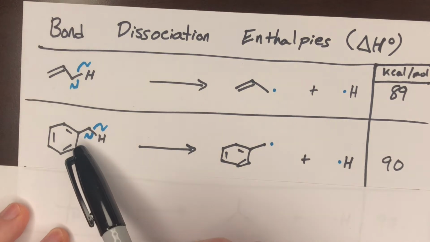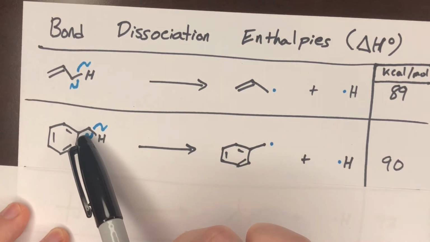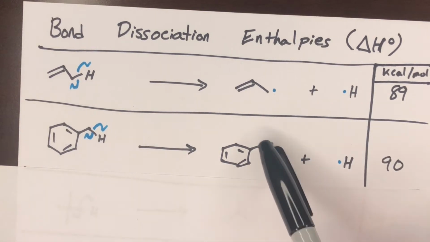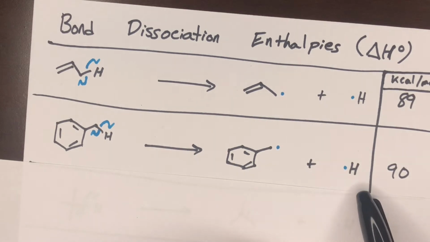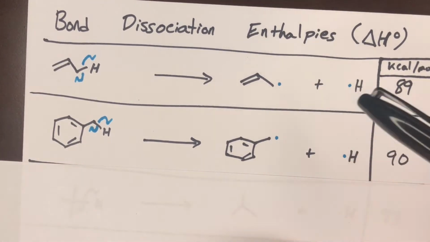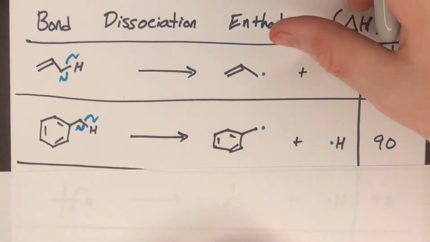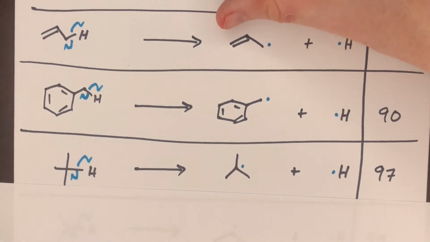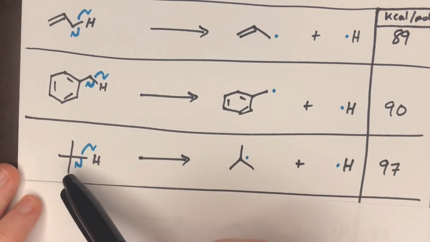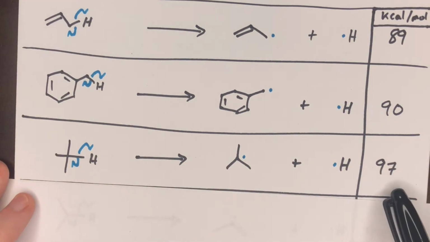Again, homolytic cleavage. At this position, we make the CH2 radical, and that is what we have here, the benzyl radical plus our hydrogen. Now, this is 90 kcal per mole, so the allylic radical and the benzyl radical are comparable in energy. They're about equally stable. Next, we'll look at a t-butyl group. Again, the homolytic cleavage forms the carbon radical and the hydrogen radical. This takes 97 kcal per mole.